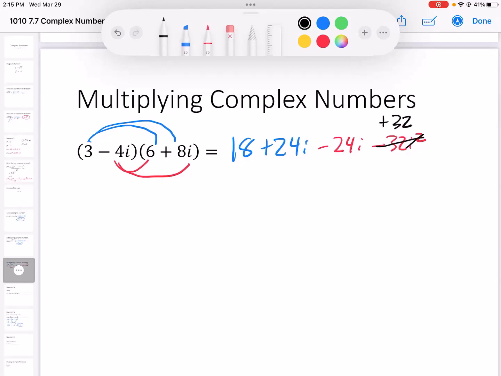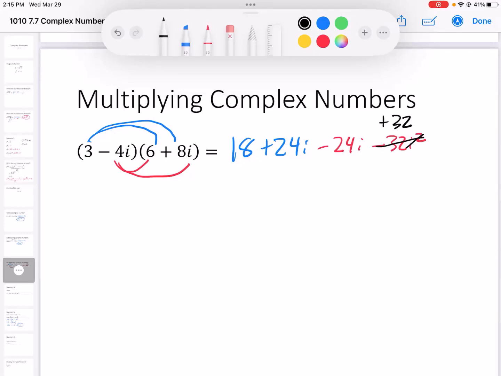Everybody good with that? So that's the only thing that's different about foiling complex numbers versus foiling polynomials. If you had a polynomial and this was an x squared, you couldn't just get rid of the x squared and change the sign. But because it's an imaginary number, you can replace it. So now that I've simplified the i squared, these two i terms can't be simplified because they're not i squared. So they still stay there.